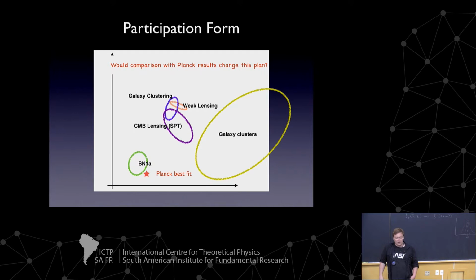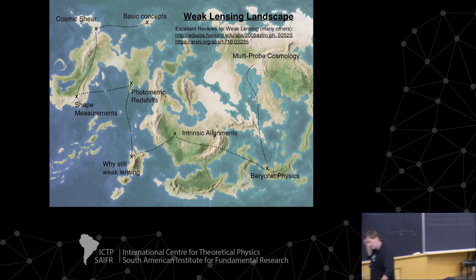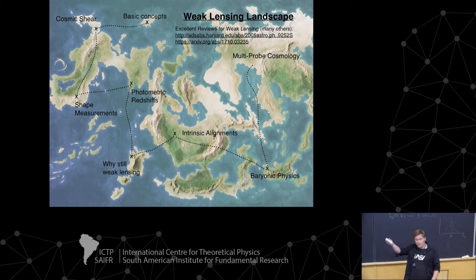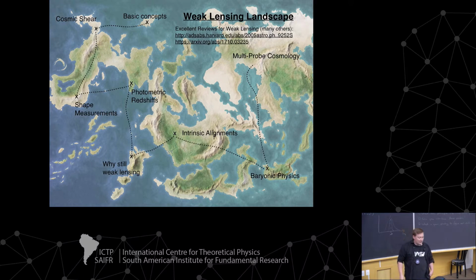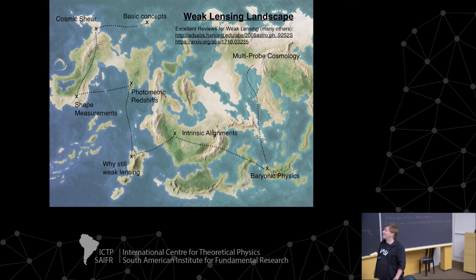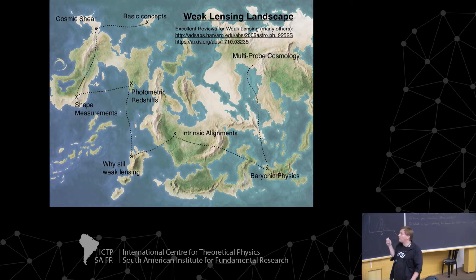Okay, all right. Now let's talk some real systematics. This was a bit abstract. And as I said at the beginning, there is no better topic to talk about real systematics than weak lensing. And Rogerio pointed out that there was not yet a weak lensing lecture in this school. So I thought I would say a few words on weak lensing, but it is not a thorough, in-depth lecture. And we'll see how far we get today.